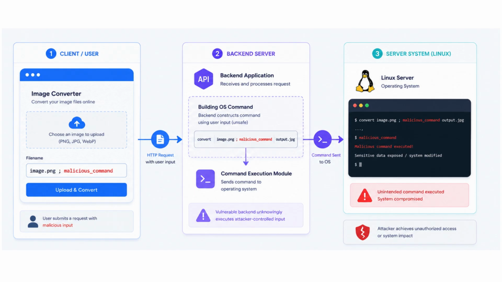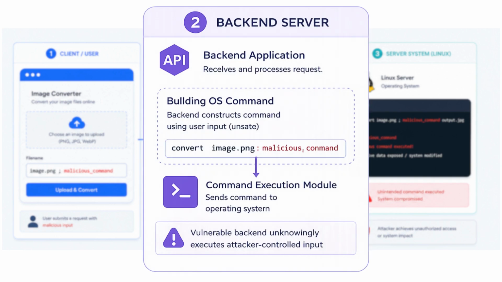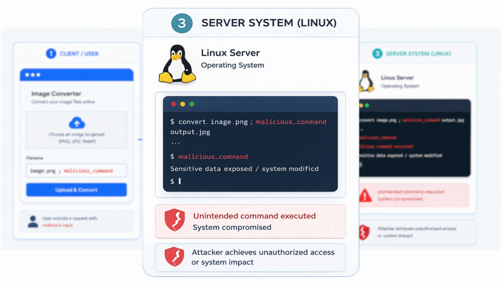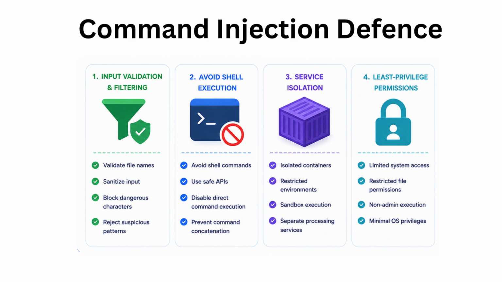Some backend systems execute operating system commands for tasks like image processing, backups, automation, or file conversion. Risks appear when unsafe user input becomes part of those system commands. An attacker may try to inject additional command instructions into the backend process. If successful, this could allow unintended commands to execute directly on the server. To reduce this risk, applications avoid unnecessary shell execution, validate input carefully, isolate services, and enforce least privilege permissions.